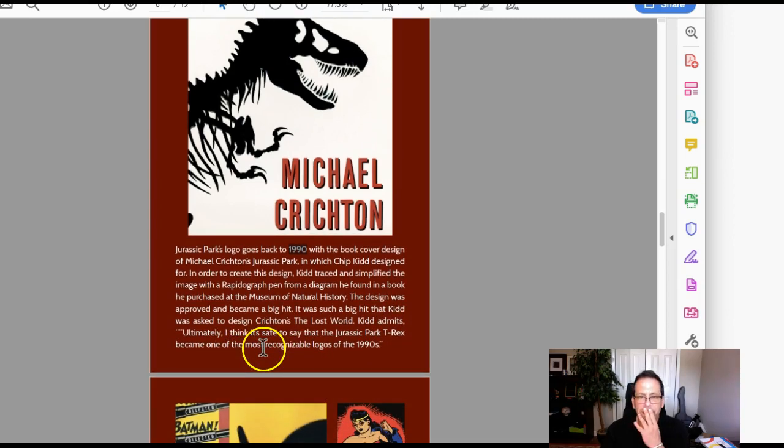I'm not sure what this double quote is right here. Because right now there's no place. If the design was approved, the kid was asked to design Creighton's Lost World admits. Ultimately, I think it's safe to say you don't need a double quote there. That's just a single quote.